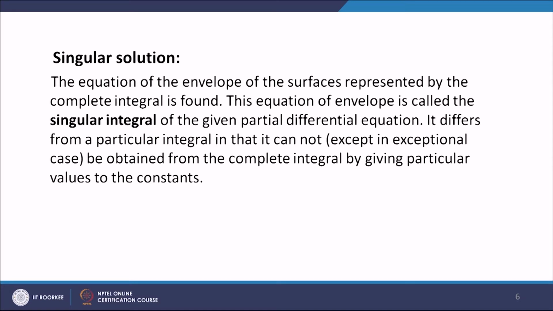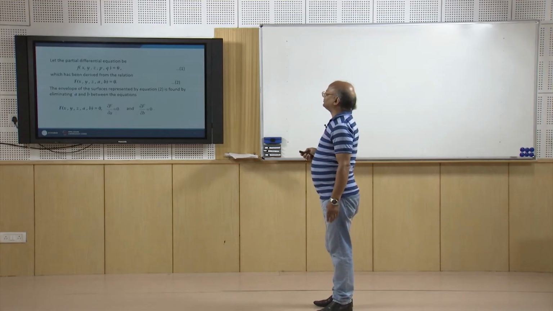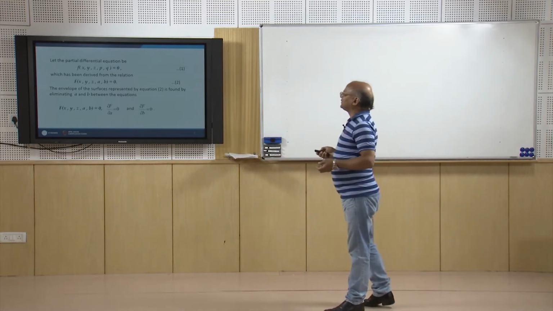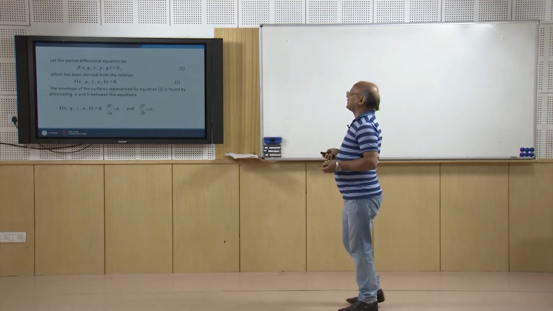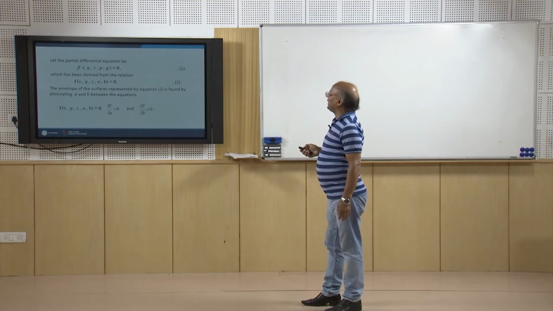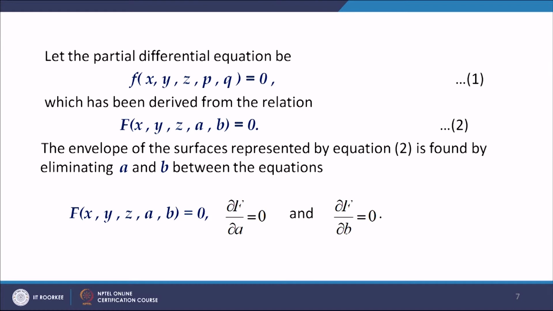Let us say we have the partial differential equation f(x, y, z, p, q) equal to 0, which has been derived from the relation f(x, y, z, a, b) equal to 0, where a and b are two arbitrary constants. We know that when you eliminate the two arbitrary constants occurring in the relation f(x, y, z, a, b) equal to 0, what you get is a first order partial differential equation. So the partial differential equation f(x, y, z, p, q) equal to 0 is derived from the relation f(x, y, z, a, b) equal to 0. The envelope of the surfaces represented by equation 2 is found by eliminating the arbitrary constants a and b between the equations f(x, y, z, a, b) equal to 0, partial f by partial a equal to 0 and partial f by partial b equal to 0.